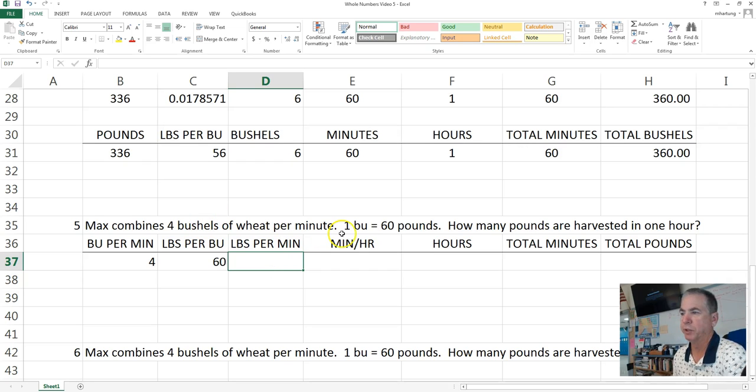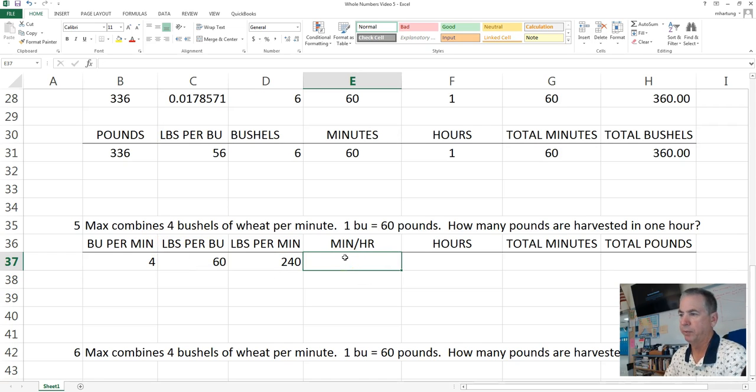We were given bushels per minute, not pounds per minute, but we know that there's 60 pounds for 1 bushel, so how many for 4? That's right, you need to multiply. So 4 bushels at 60 pounds per bushel will tell us the total pounds that it can harvest per minute. 240 pounds per minute. So now we have enough information that we can go through and do some calculations based on the amount of time, or the total minutes, that we're actually running our combine.